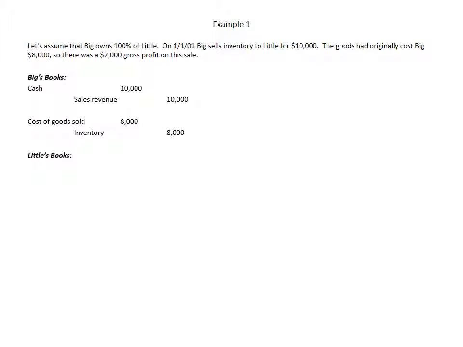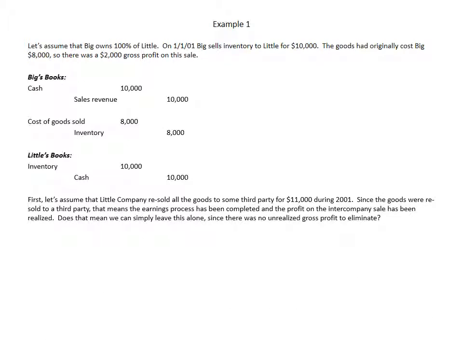On Little's books, they record the purchase of this merchandise for $10,000. And so again, we see that the inventory has been inflated or written up by that $2,000 gross profit. The true cost of the goods is $8,000. It's currently sitting on Little's books at $10,000. So we've got this inflated inventory value that's sort of messing up our accounting system.